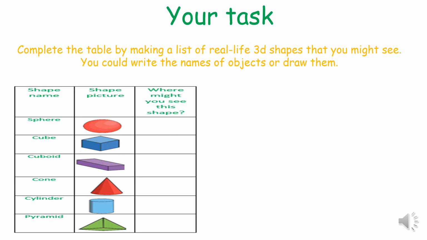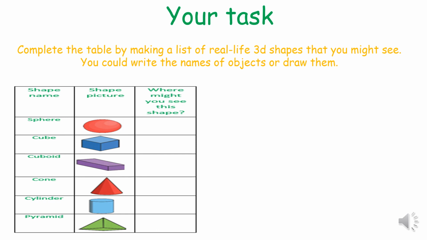So your task today, Year 2, is I'd like you to complete the table by making a list of real-life 3D shapes that you might see. And now you could write the names of the objects, or you could draw them if you like. So here's the table. We have sphere, cube, cuboid, cone, cylinder, and pyramid. And you need to fill in the last part of the table. So where might you see this shape?